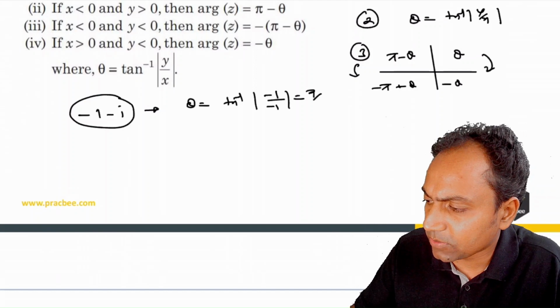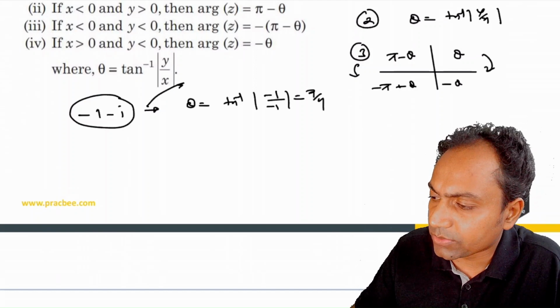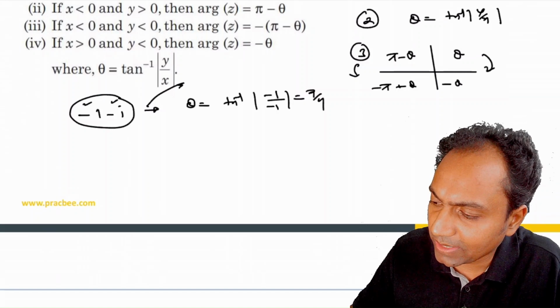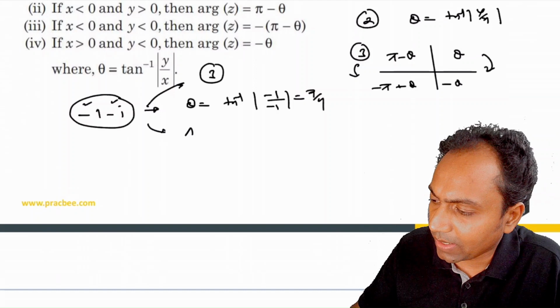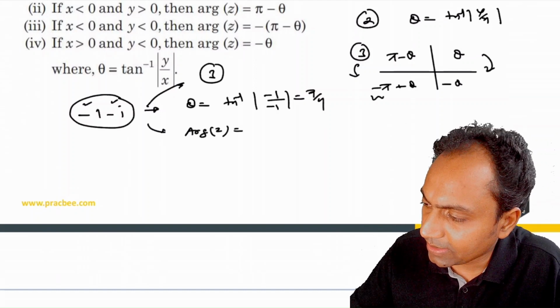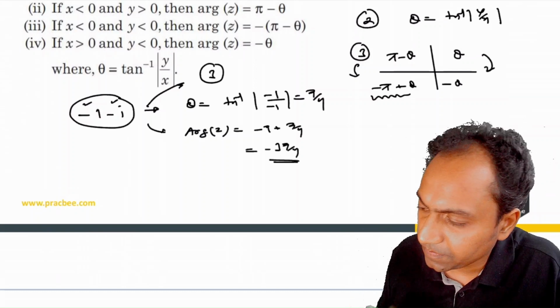So this becomes pi by 4. Now, once you have observed this, you have also observed the quadrant. Since x is negative and y is negative, it is in the third quadrant. So our answer for the argument of z would be the third quadrant formula, that is minus pi plus theta. So minus pi plus pi by 4 is nothing but minus 3 pi by 4. So this is how we find it.